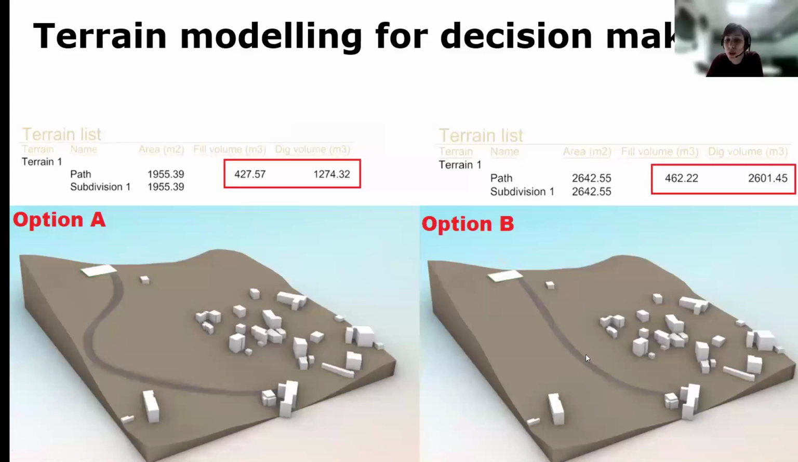So we are going to have a road on this terrain to connect the top building with the rest of the neighborhood. We can compare the result of the earth moving calculation that the program provides automatically. And by comparing these two alternatives, we can decide better about the development project.